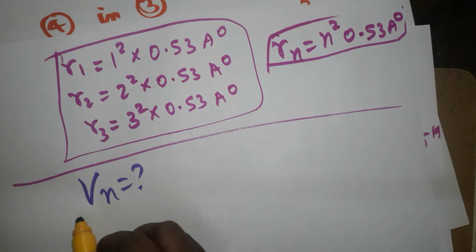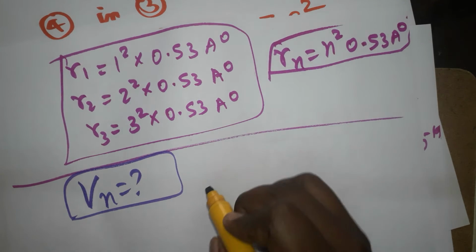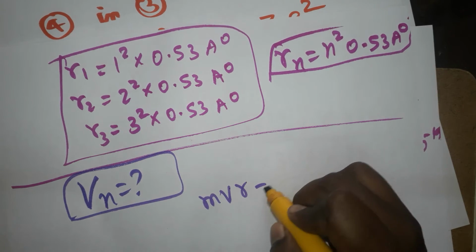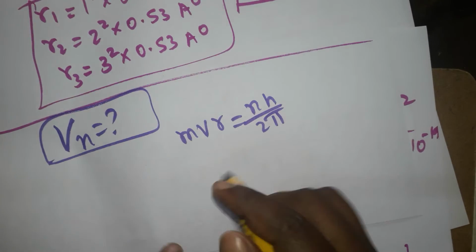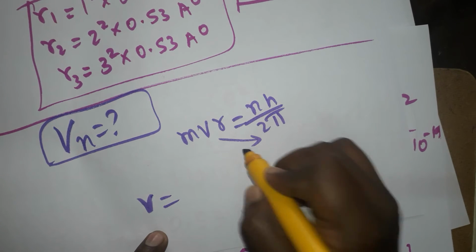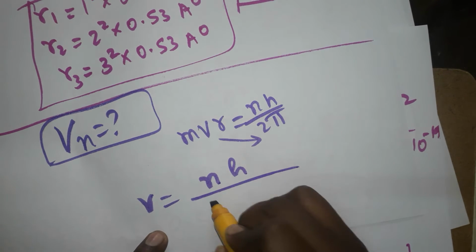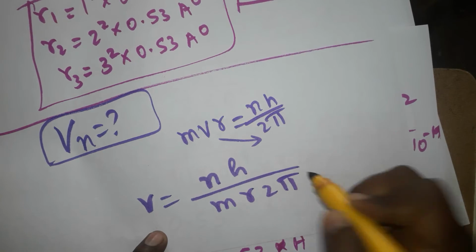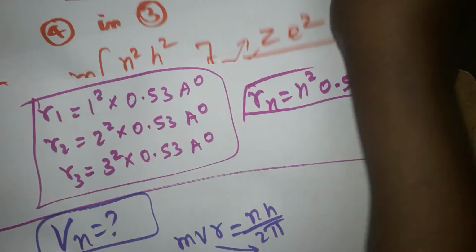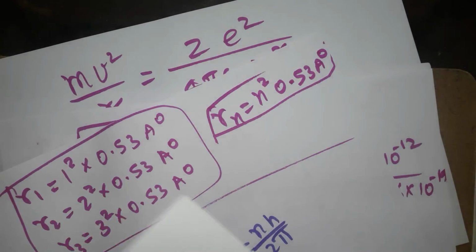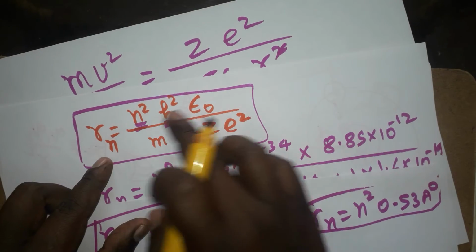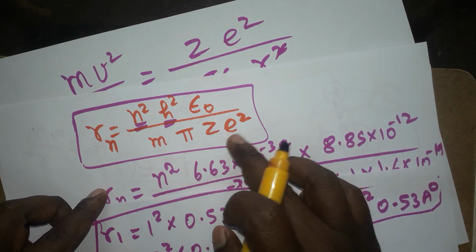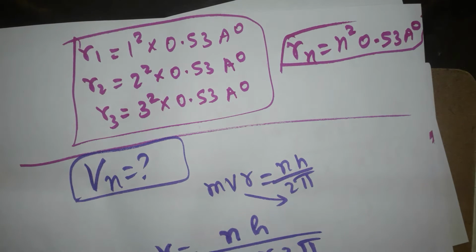So right now I am going to find the velocity of the nth orbit. MVR, it's Bohr's postulate, nh divided by 2 pi. So I know V is equal to, from here cross multiplication, nh divided by m r 2 pi. Already I know the R value, we already derived it. Let me show what the radius value is. Here we have n square, h square, epsilon naught, divided by m pi z e square. We know the radius already. I am going to substitute it here.